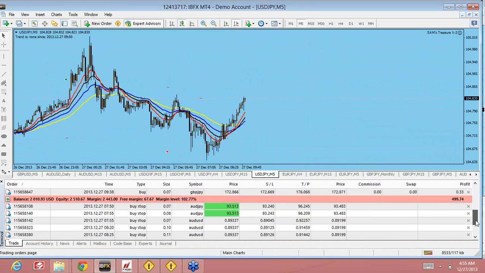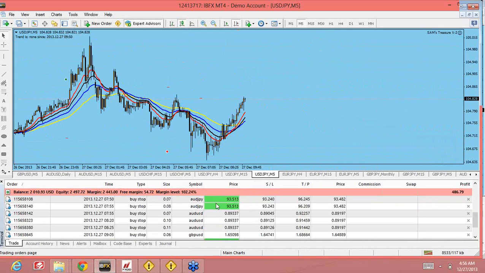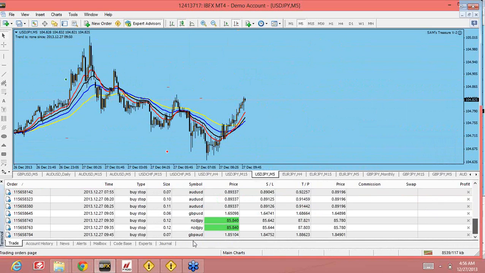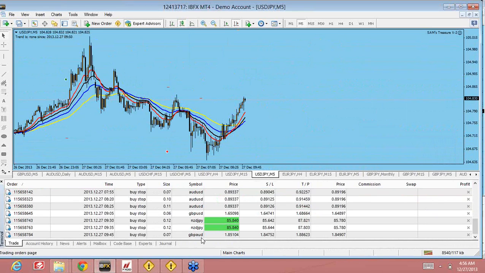Now, you see all of these pending orders. These are placed in different pairs. This is Aussie Yen, Aussie Yen, Aussie USD, Aussie USD, Aussie USD, Pound USD, buy stop, buy stop, buy stop. All of these are buy stops. See, Pound Aussie. Probably I put it in, I don't know. Okay, so all of these are buy stops.